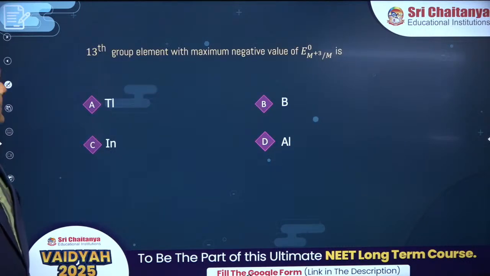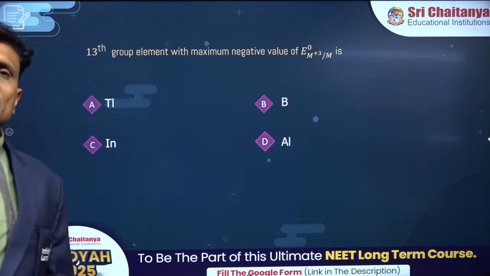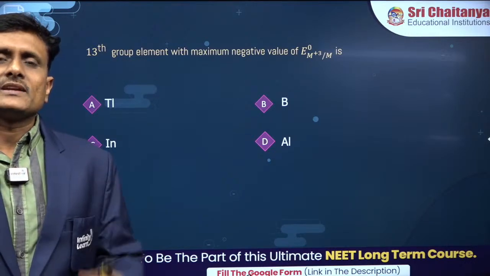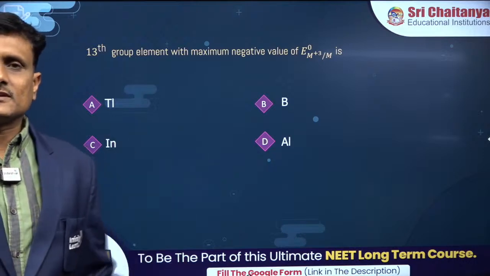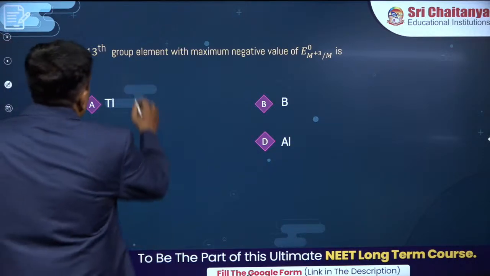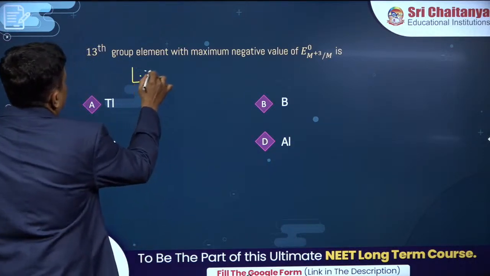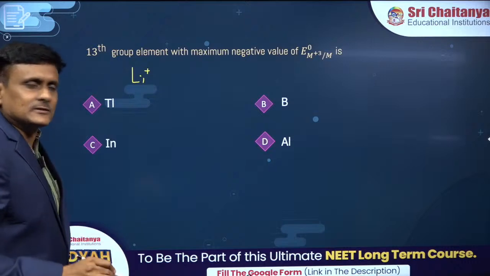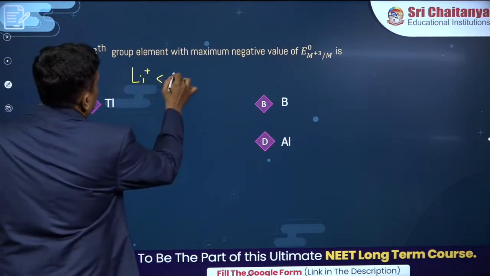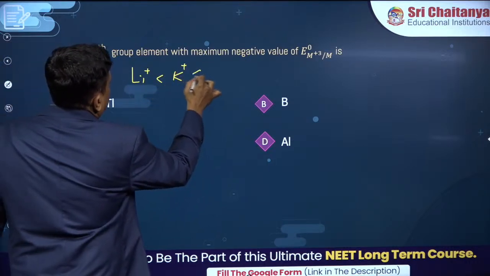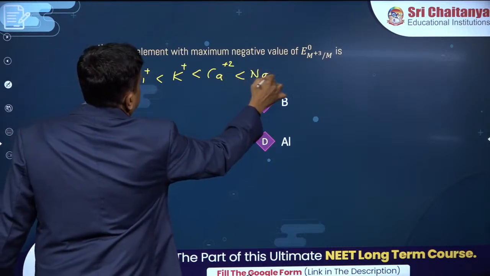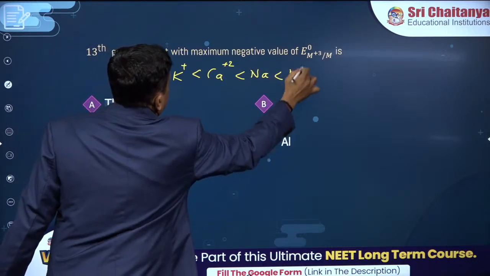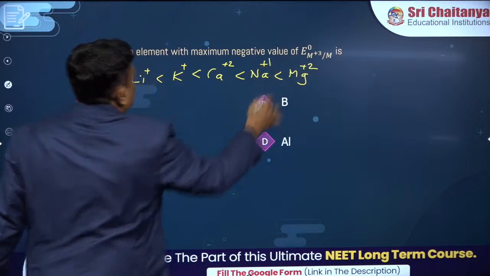13th group element with maximum negative value of reduction potential, right? Negative value of reduction potential. You have to remember certain things related to that. You should know that the least reduction potential value would be for lithium, right? Use the mnemonics, anything that you follow.